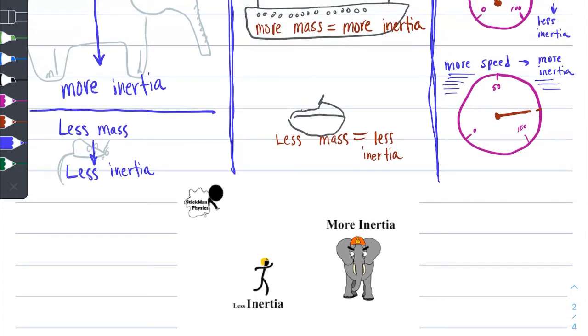So let's take a look at some examples here. Here's our person who has less inertia running into something with more inertia. Even though the person has less inertia, they still impact the elephant. Watch the elephant. It moves a little bit, but hardly at all. Yet the person with less inertia falls to the ground.